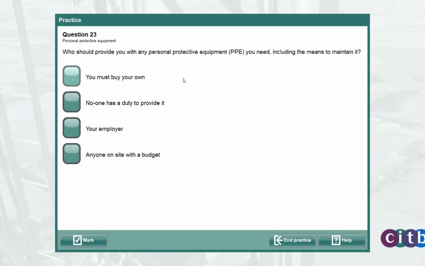Who should provide you with any personal protective equipment, PPE, you need, including the means to maintain it? You must buy your own. No one has a duty to provide it. Your employer? Anyone on site with a budget?